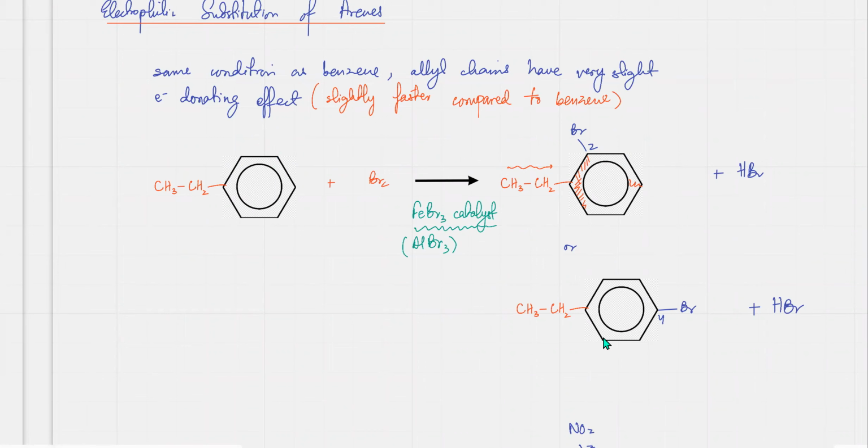or 6. And alkyl chains have very slight electron donating effect. So the reaction would just be very slightly faster, not so much change in the reaction conditions, etc. You still need a catalyst, and pretty much it's the same reaction except for the 2,4 directing effect. That's it. So arenes and benzene are kind of similar.